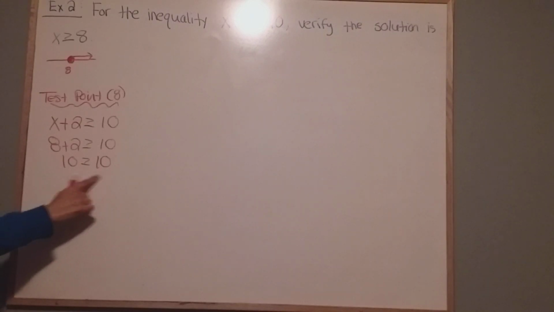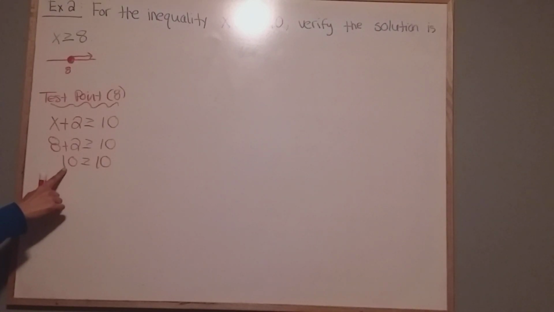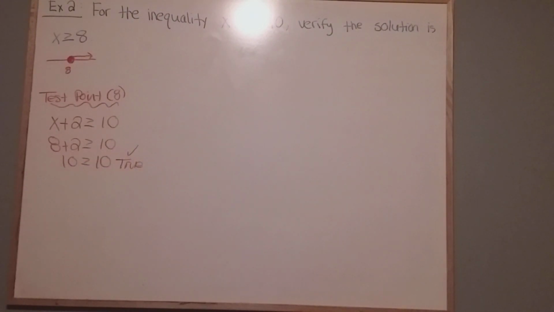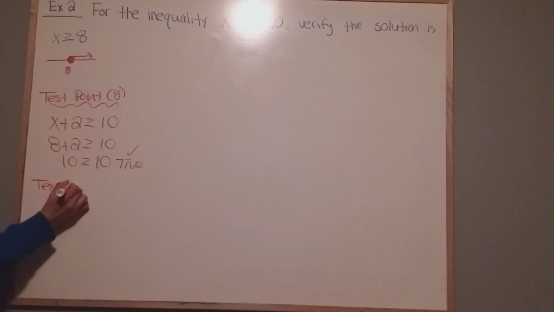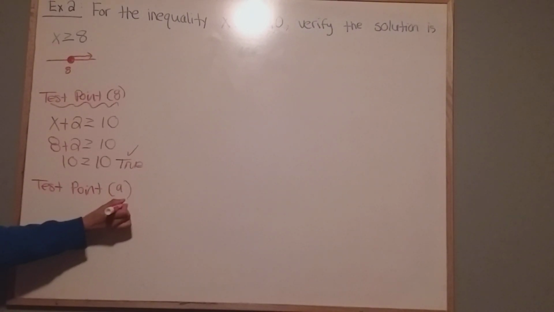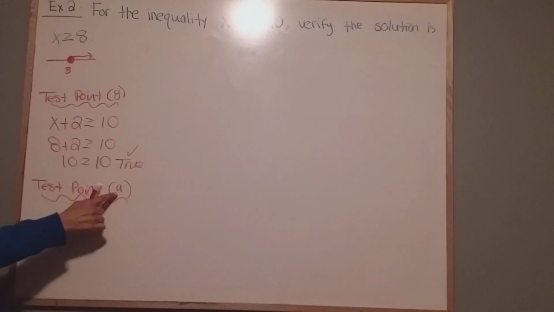So now if I read this inequality, it says 10 is greater than or equal to 10, and that comes out to be true. Because it comes out to be true, that means 8 works. So my test point 8 is correct. Now I have to pick a different number. I can pick any number larger than 8. So I'm going to choose 9, keeping my math nice and simple. So my test point is 9.